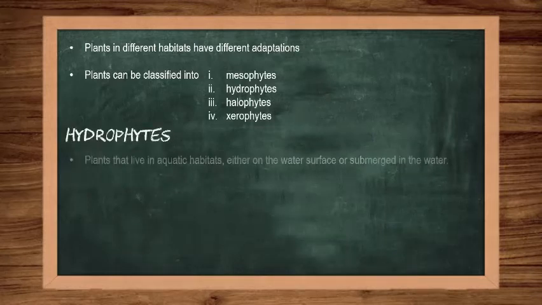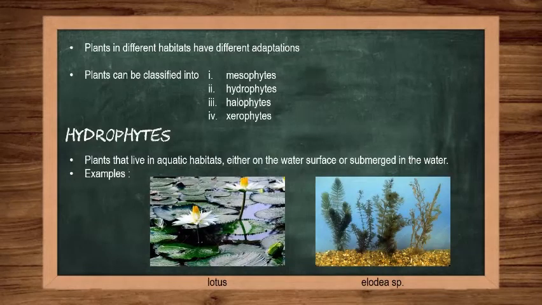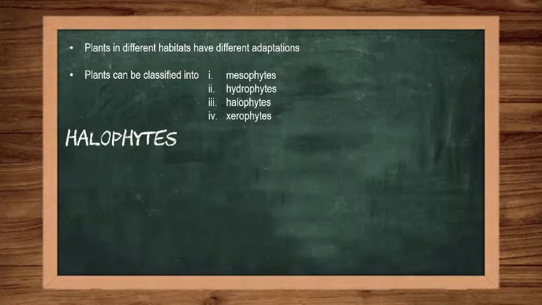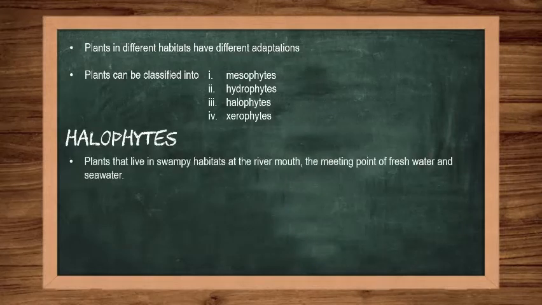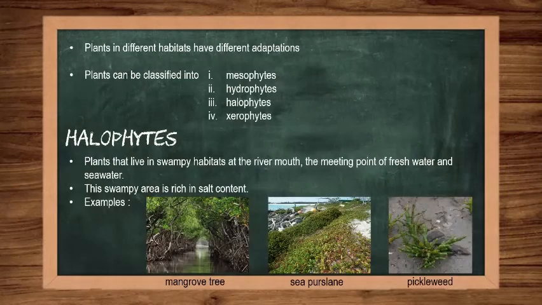Second one, hydrophytes. Plants that live in aquatic habitats, either on a water surface or submerged in the water. Lotus plants and elodea are examples of hydrophytes. For halophytes, plants that live in swampy habitats at the river mouth, the meeting point of fresh water and seawater. This swampy area is rich in salt content. The examples of halophytes are mangrove tree, sea purslane, and pickleweed.